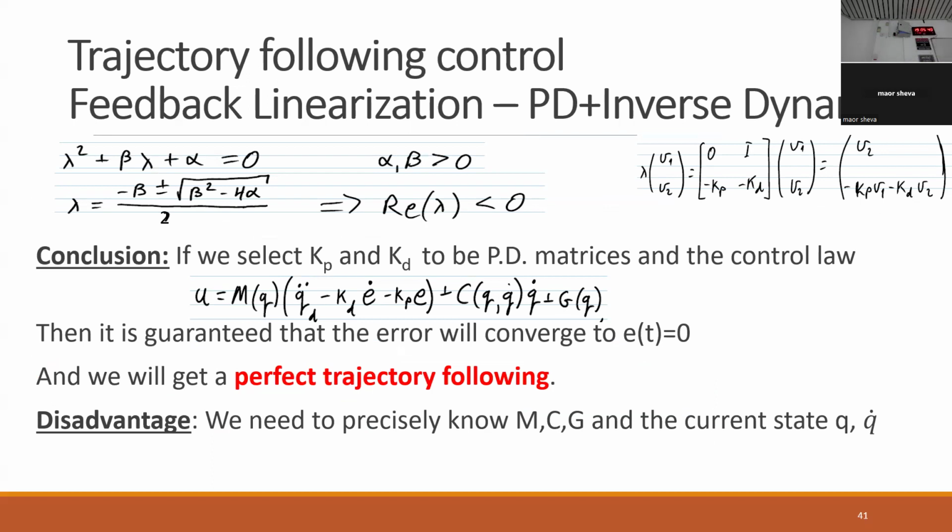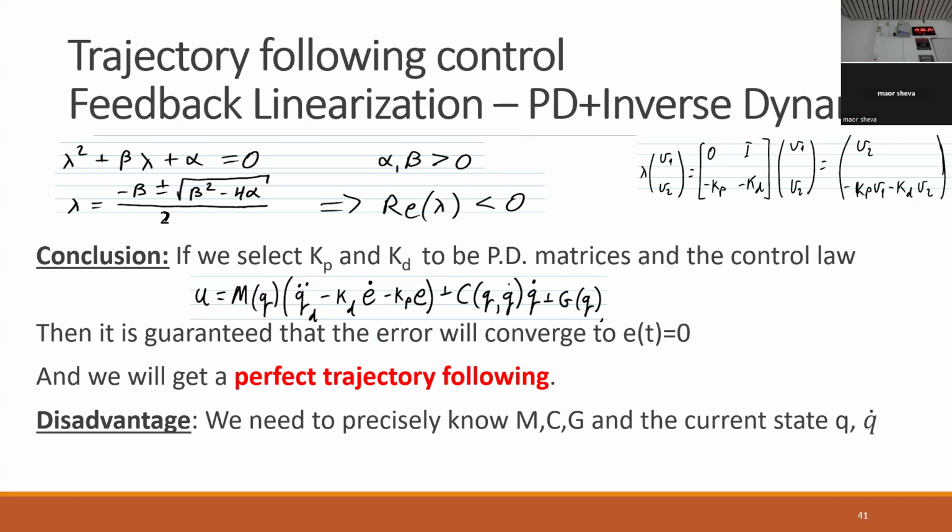So I look at this. Alpha is positive. Beta square, I have beta square here, minus 4 alpha. Since beta and alpha are positive, that can be either real or complex, either greater than 0, this part, or smaller than 0.